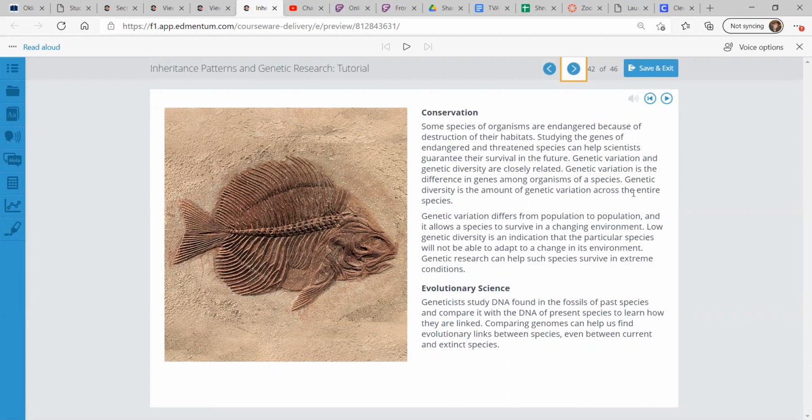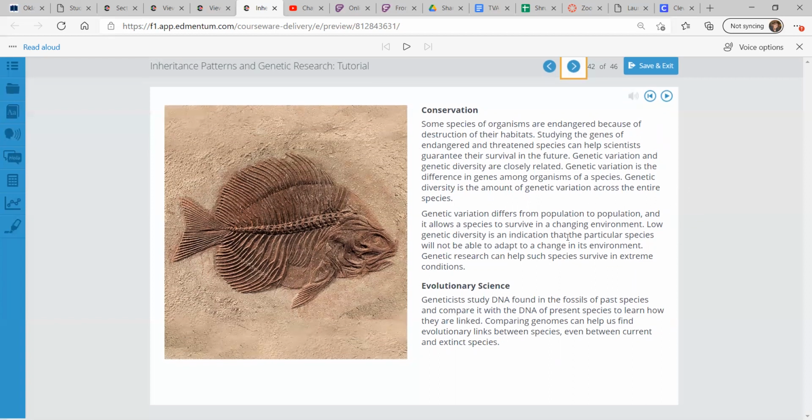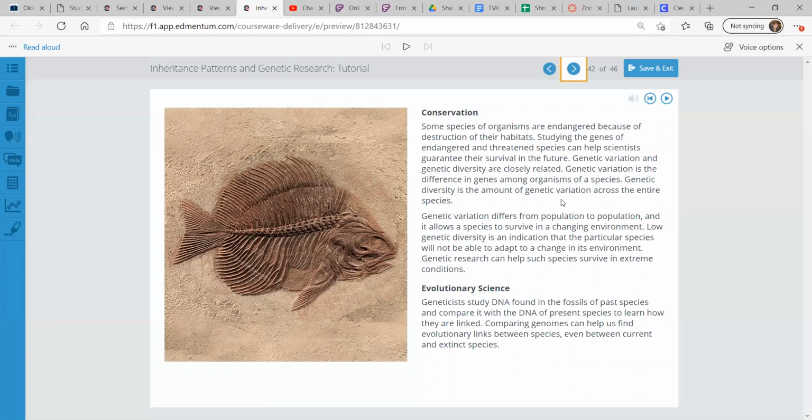Genetic variation is the difference in genes among organisms of a species. Genetic diversity is the amount of genetic variation across the entire species. This differs from population to population, and it allows a species to survive in a changing environment. Low genetic diversity is an indication that the particular species will not be able to adapt to a change in its environment. Genetic research can help such species survive in extreme conditions.